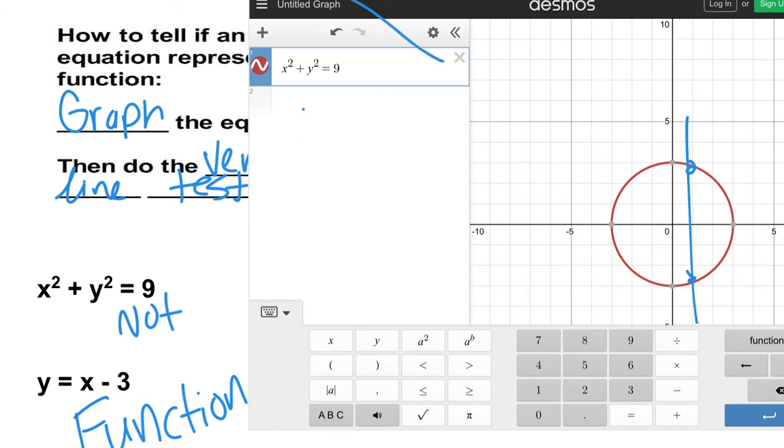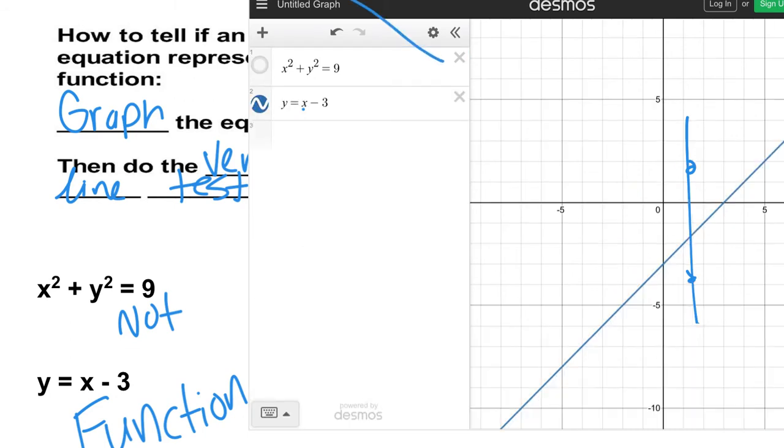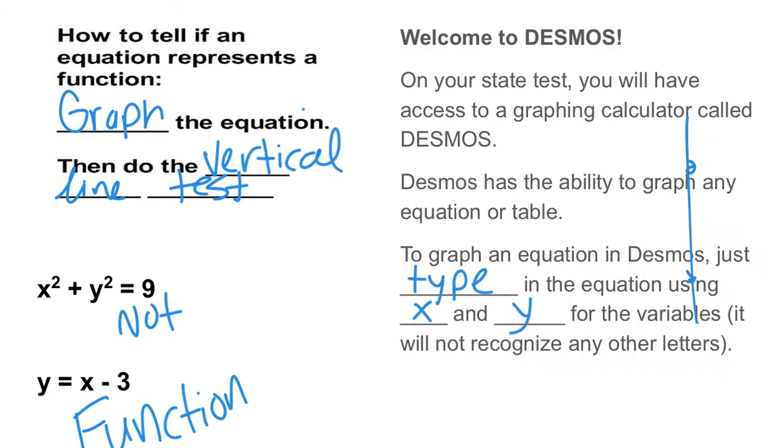Oops, just kidding. I was trying to get rid of that. There we go.